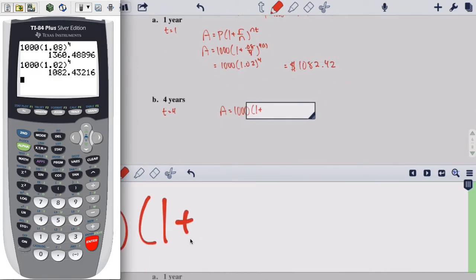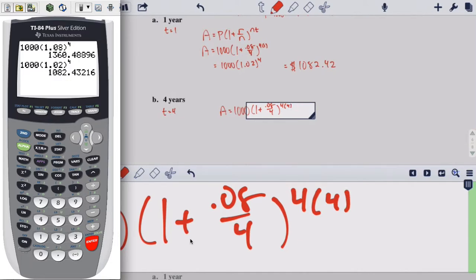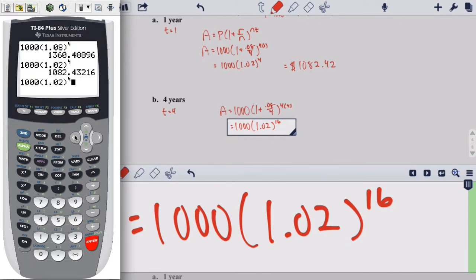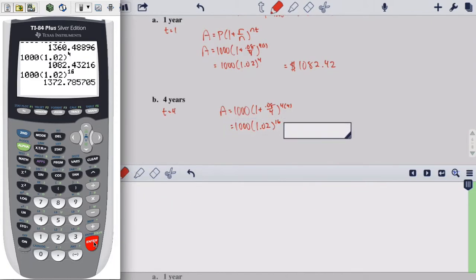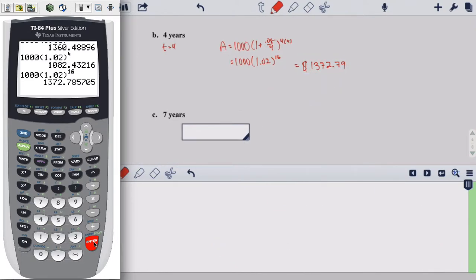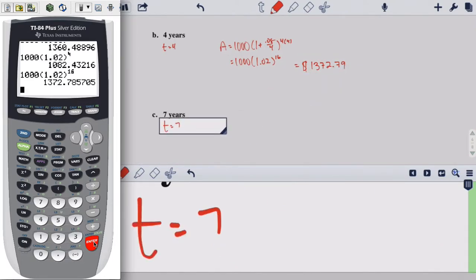Okay, so let's go back over here. Again, I've got 0.08 divided by 4 raised to the 4 times 4. So that's 1,000 times 1.02 raised to the 16th. Okay, well that's close to the exact same thing I had here, but I want it to be 16th power instead of 4th power. So again, that's second enter to bring up the last thing. I can evaluate it, and so I get $1,372.79.